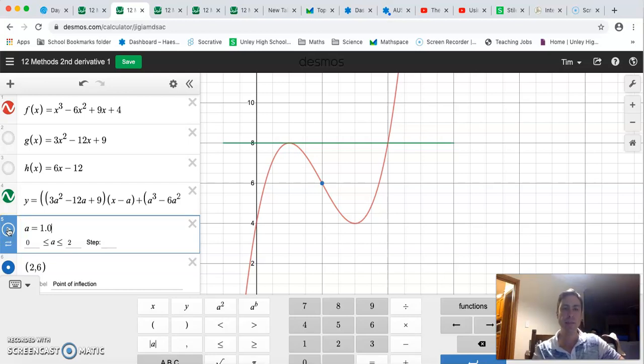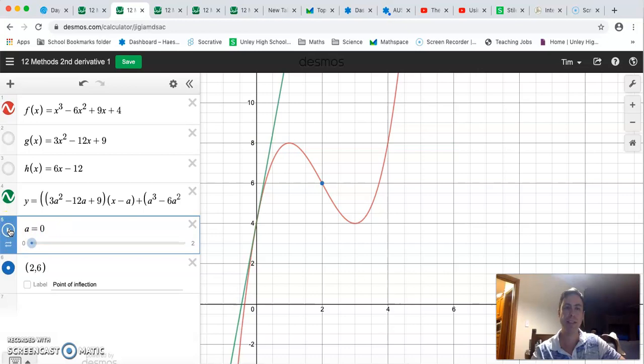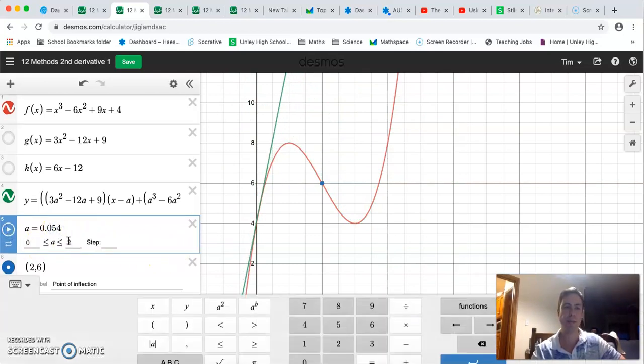And as this continues, let's just go back to the start again. So here, gradient itself is decreasing, gets to 0, and then it keeps decreasing until it gets to that point of inflection. All right.